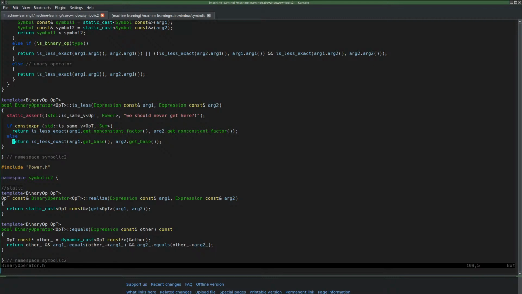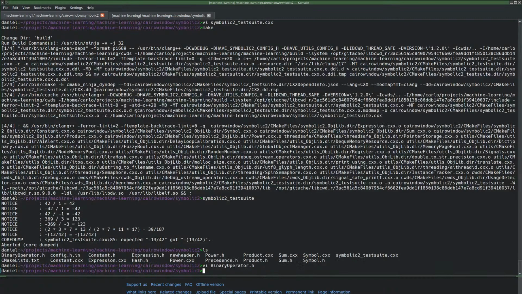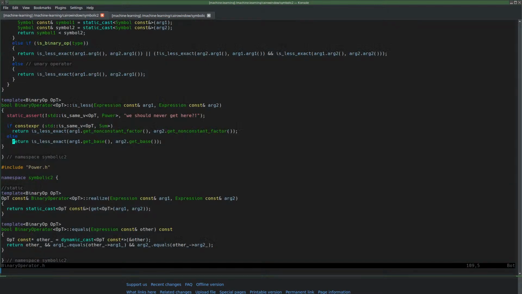I think the problem is that get base is not defined for a constant. Or was this a sum? It's not a sum. It's a product, I think. Yeah, you have -1 times a constant. So that's basically 2 constants. Yeah, it's trying to multiply 2 constants. So it is a product. So we do this.